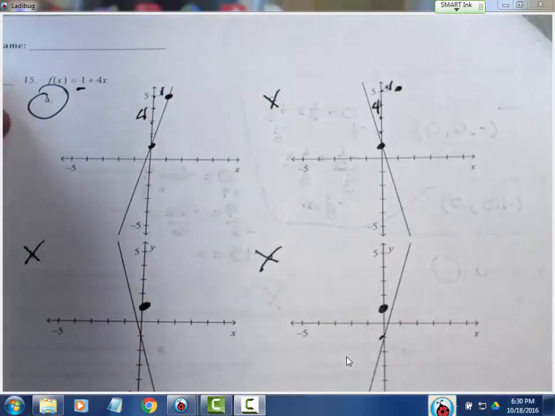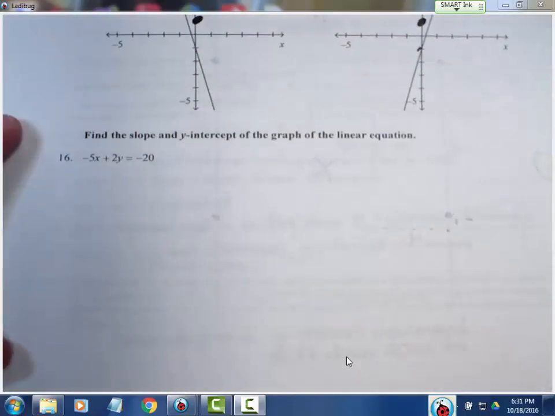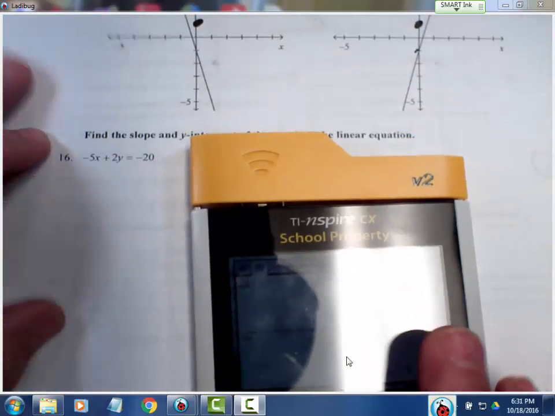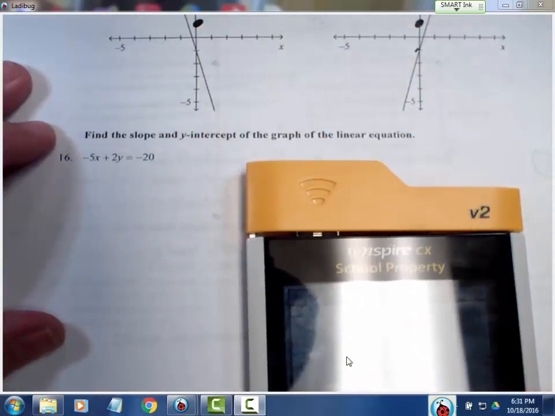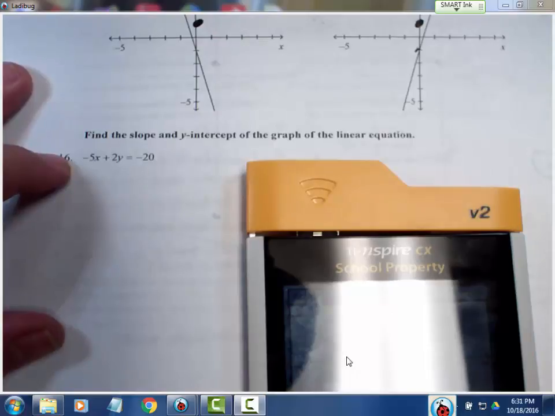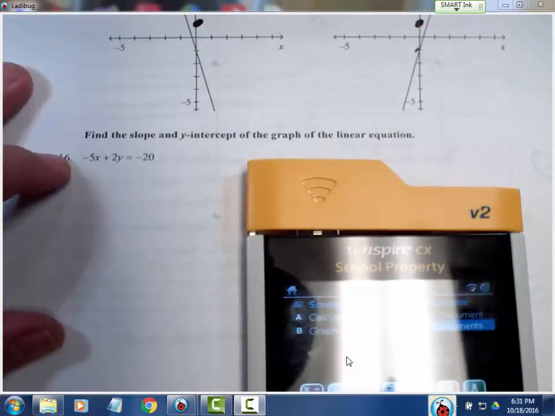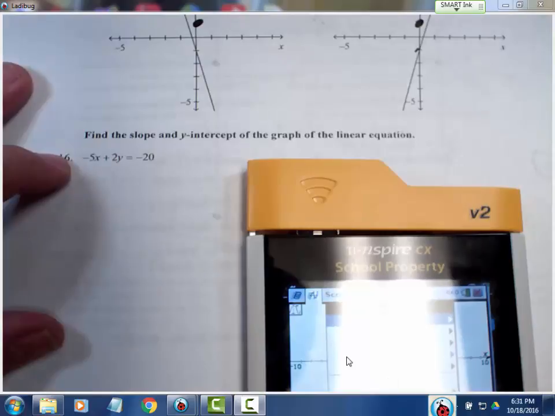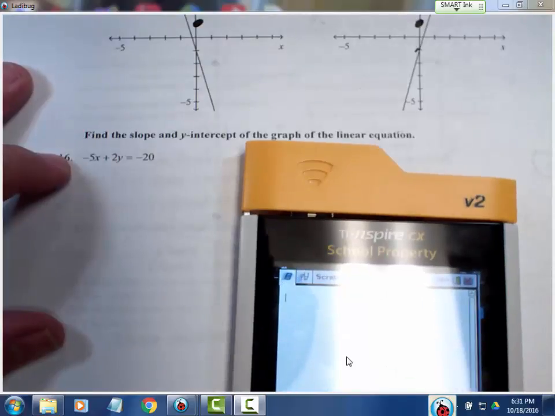Okay, find the slope and y-intercept of the graph of the linear equation. On this one, I would go with my calculator because that's probably the easiest place to find it. You could solve for y, and I can show you that in just a second. So we're going to graph. Let's get a clean graph here.